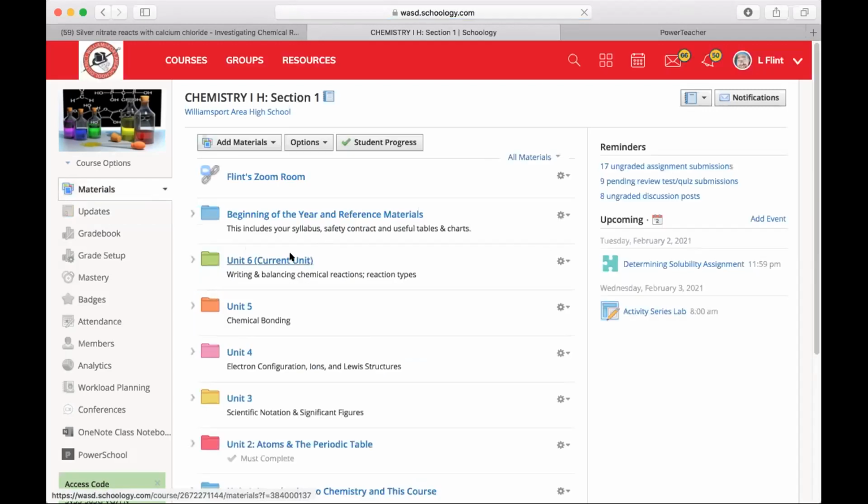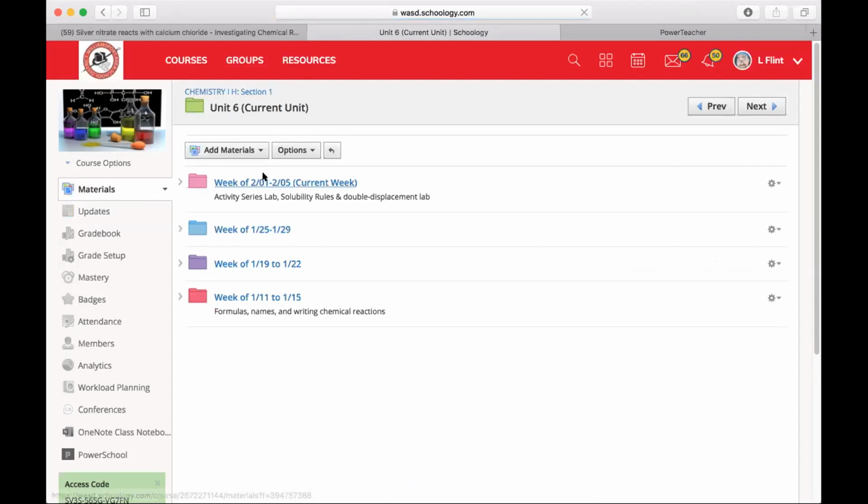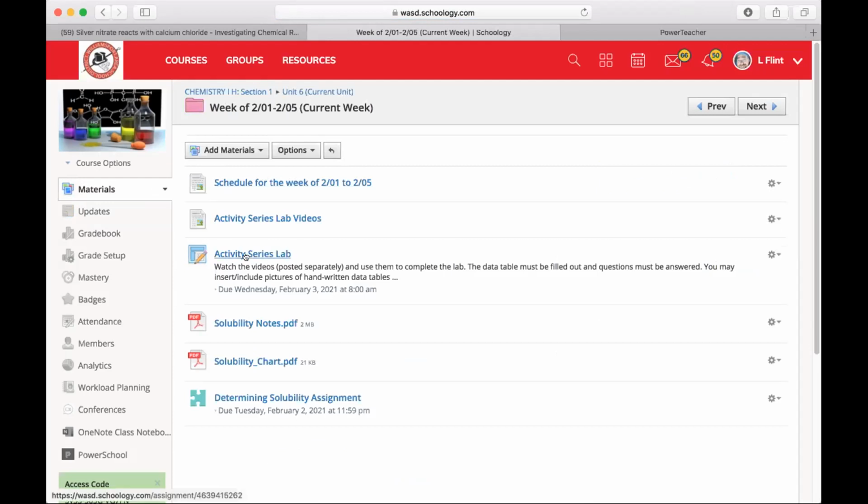the information for that is whenever you're in Unit 6, the current unit, in the thing for this week. There's the lab itself, along with the videos that go with it. So you're going to have to watch those videos to be able to see what happens with the reaction, to relate that to the data table that exists in the activity series lab.